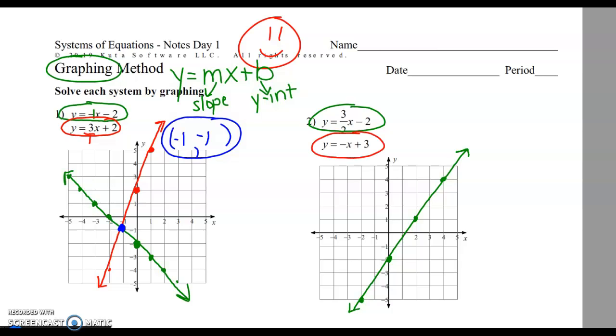Second line, y-intercept is positive 3, slope is -1. So I can go up 1, left 1, same thing as going down 1, right 1. So here's the second line. Then to find out the point they have in common is where they intersect. So x comma y, his x value I can see is 2, his y value is 1. So the solution there is (2, 1).